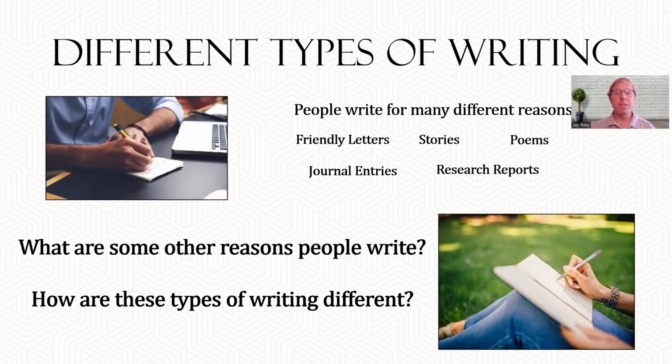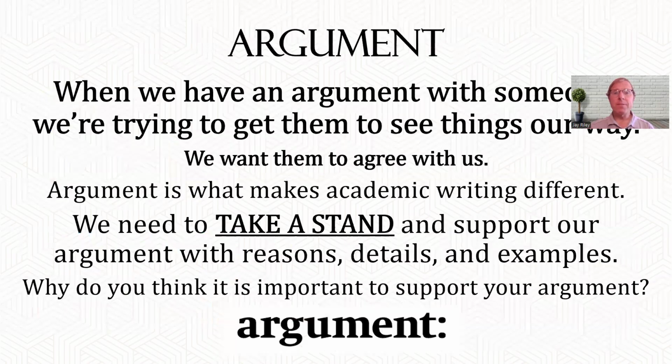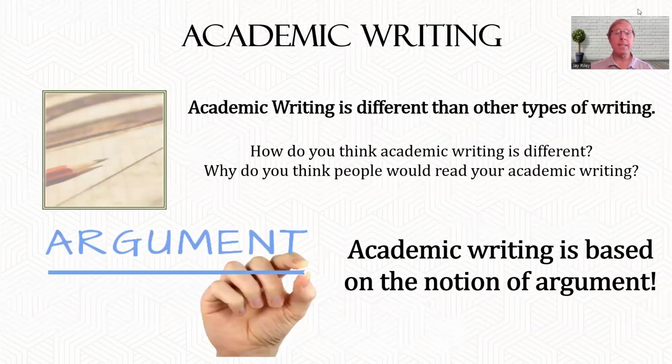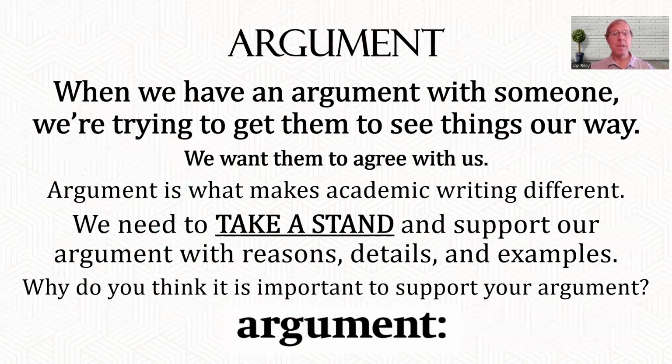But all of these types of writing are different. So today we're going to talk a little bit about what makes academic writing special. We're also going to talk about audience awareness. Academic writing is different from other types of writing. And one of the things that sets it apart is this notion of argument. We've got a thesis statement, which is what we're arguing in our essay, and we're going to support that with facts, details, and examples. When you're writing a thesis statement, you're crafting your argument. You're taking a stand on a particular issue.